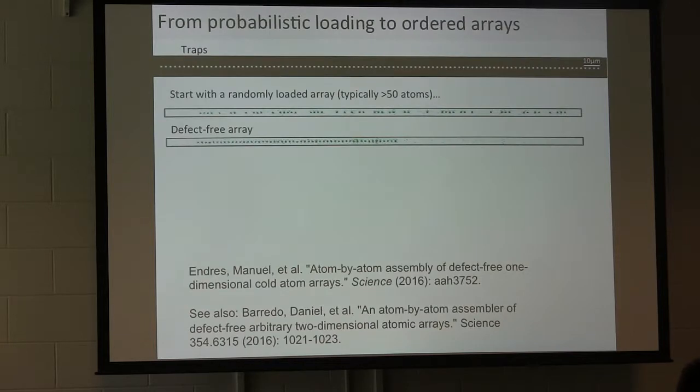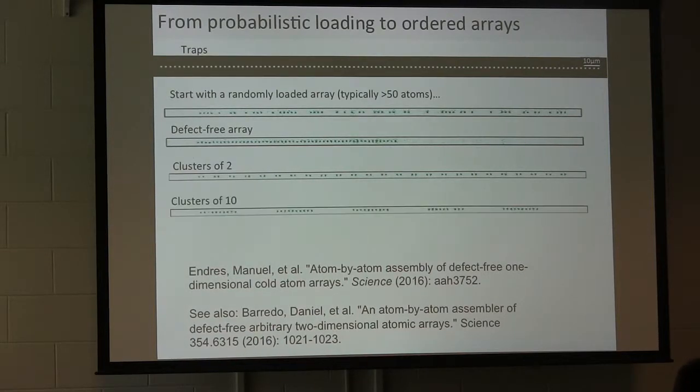And so starting from an array of 100 traps, we typically get more than 50 atoms randomly loaded, which can then be rearranged, for example, into a defect-free array of up to, I think this one is 63 atoms, or other patterns like clusters of 2, clusters of 10, or basically any arbitrary pattern. One of the only constraints we have here is the minimum spacing between the atoms, which cannot be made much smaller than 3 microns.